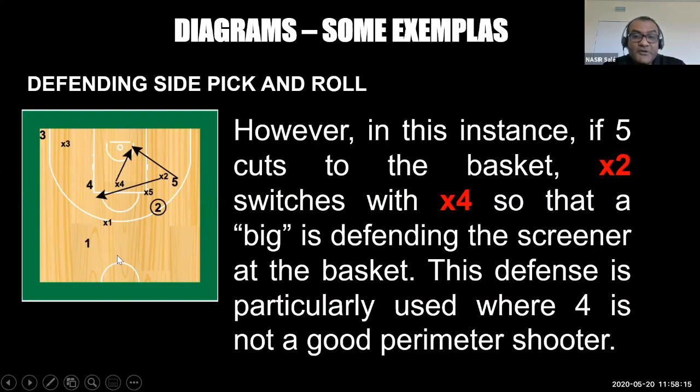This defense is particularly used where the 4 is not a good perimeter shooter, because the 4 is in the elbow zone. If he does not have good shooting, we must take our short guy to go close for this big guy. But if this guy has good perimeter shooting, in this situation like in the zone for the elbow throw, or if in the offensive strategy he comes to pop out, I am sure we change for this situation.